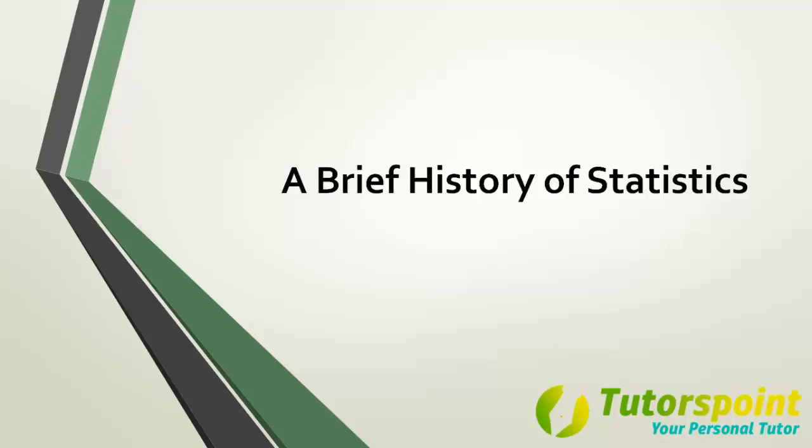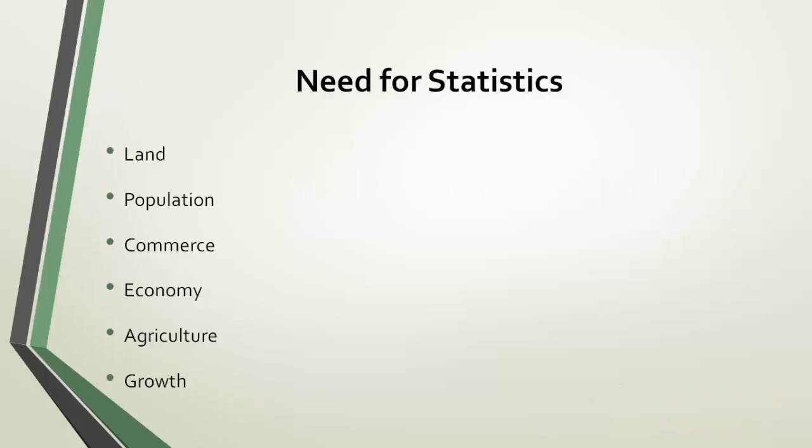A brief history of statistics. Need for statistics. It is assumed that with a growing economy, rulers and kings needed information about their states. The major categories of information that they required were about land, population, commerce, economy, agriculture, and growth. They used such information to take decisions regarding military, tax, wealth, and more often to compare their state to other states.